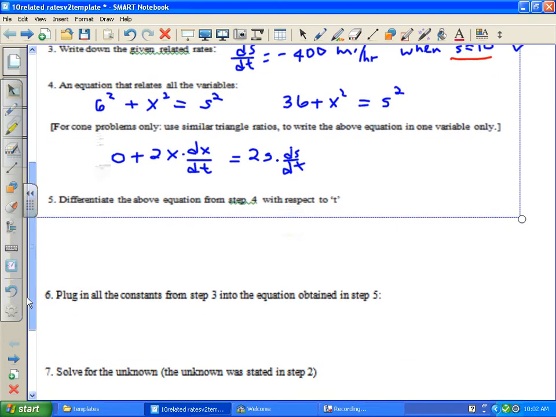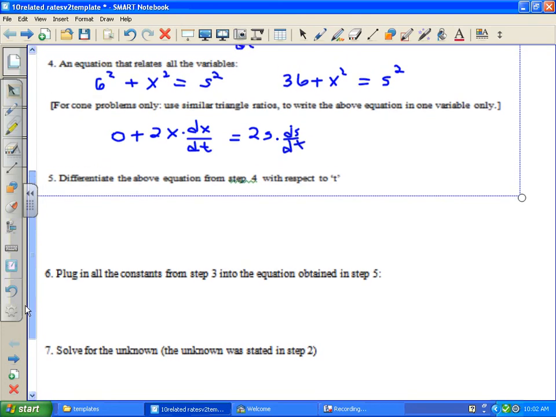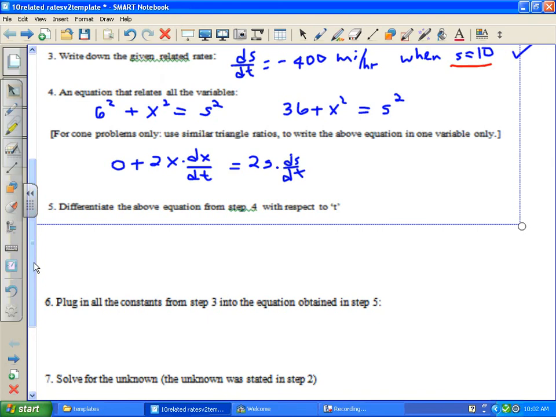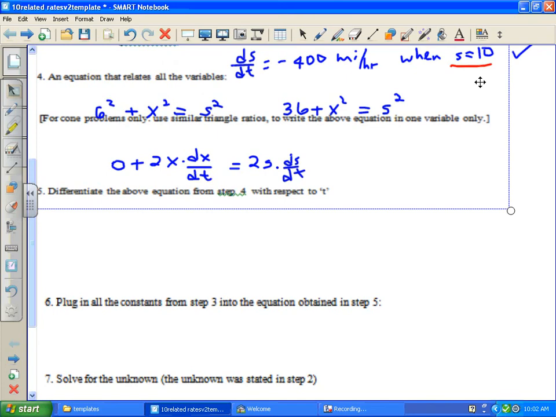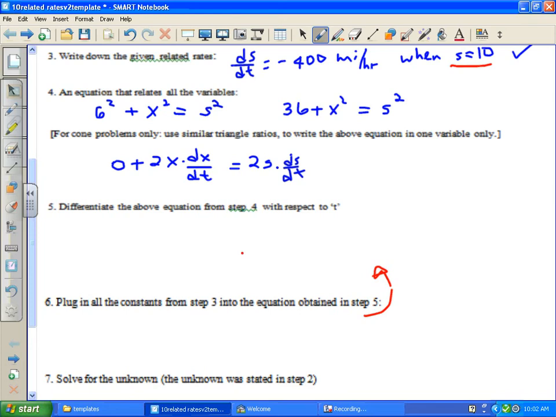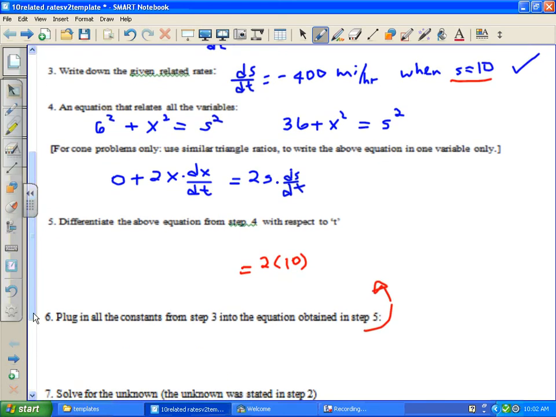Okay, now step 6 says plug in all the constants from step 3 into the equation you got here, right above here. Okay, so the constants, 2x dx dt. Do we know what x is right now? We know what s is, right? s is 10. So if s is 10, I have 2s ds dt. s was 10. Do I know what ds over dt is? Yeah, that was given, right? Negative 400.